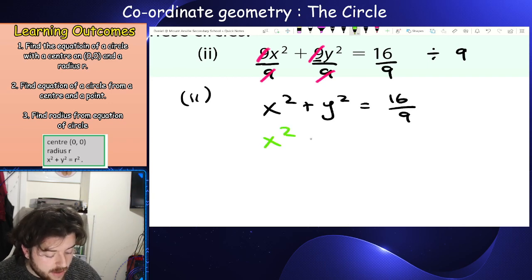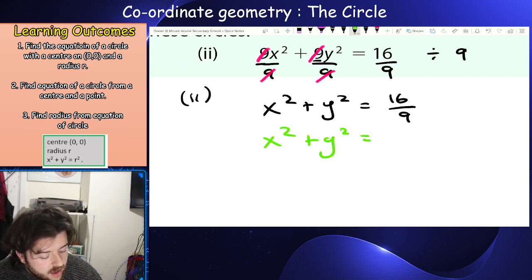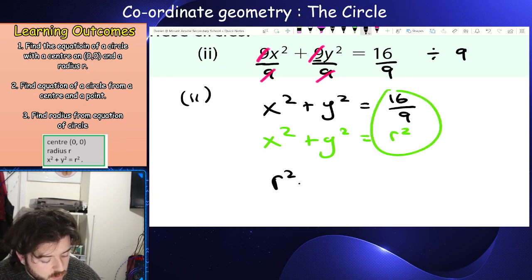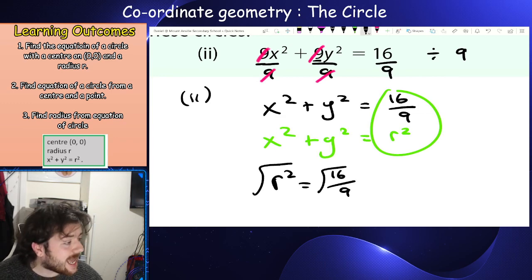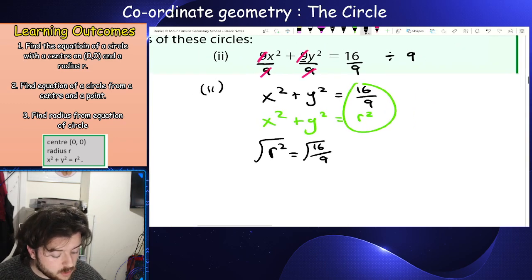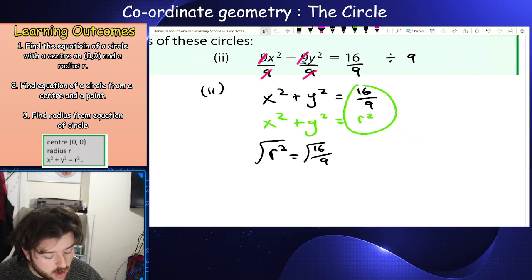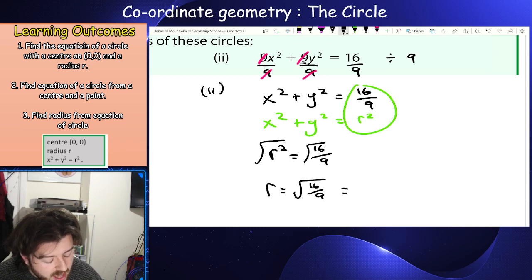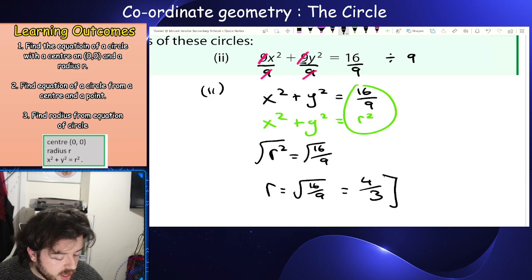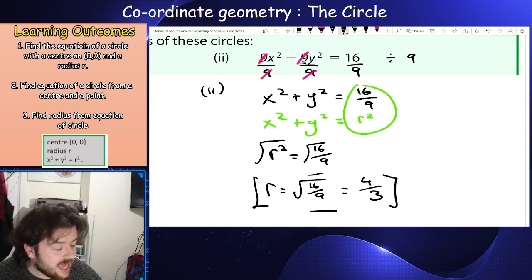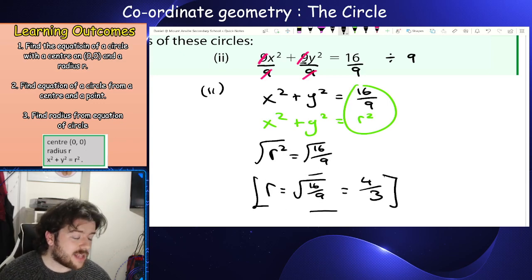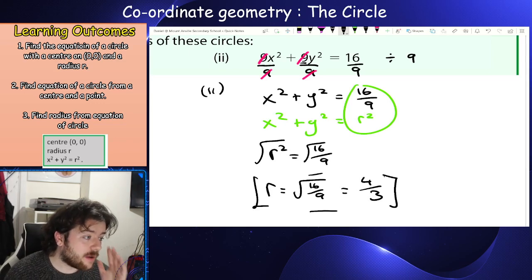Now I write my equation underneath it and equate my radius. So I have r squared is equal to 16 over 9. Square root both sides to get the r on its own, because remember, the opposite of squaring a number is finding the square root. And I have r is equal to the square root of 16 over 9. If you put that in your calculator, you'll get 4 over 3. So my radius in this case is 4 over 3. So that is how we can find the radius from an equation of a circle.